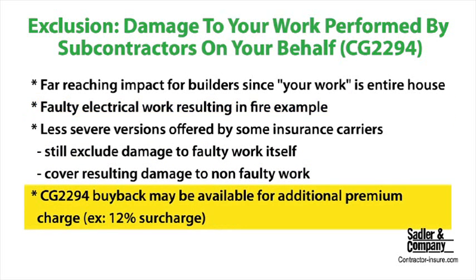Also, carriers that use CG 2294 may offer a buyback option in some states to builders that qualify based on their favorable loss records and the use of mandatory subcontractor agreements. One carrier that we represent will offer a CG 2294 buyback for a surcharge of approximately 12%. This buyback has a policy limit of $250,000 and each claim is subject to a $5,000 deductible. If you have CG 2294 on your policy, I highly recommend that you purchase the buyback or take a look at another carrier that offers a less severe version that allows coverage for resulting property damage to non-faulty work.